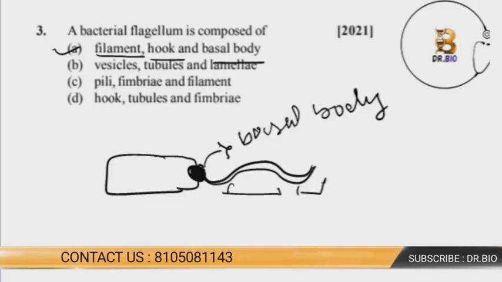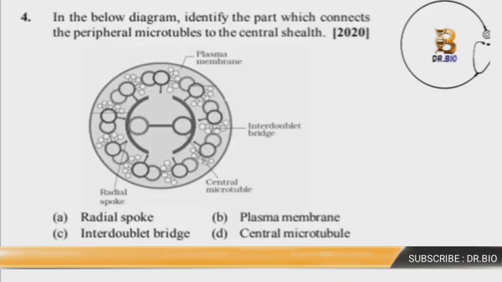So moving to the next thing, pili, fimbria, filament, they are again different materials. So that is why we need to move to the next one.